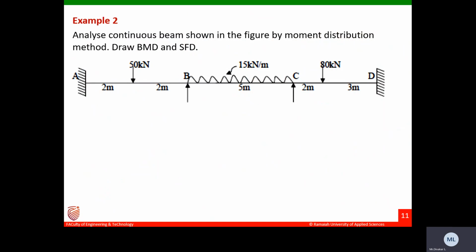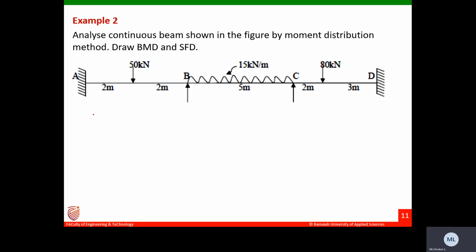Let us consider another example. Analyze the continuous beam shown in the figure by the moment distribution method. Draw SFD and BMD. This is another one, with both sides fixed supports.